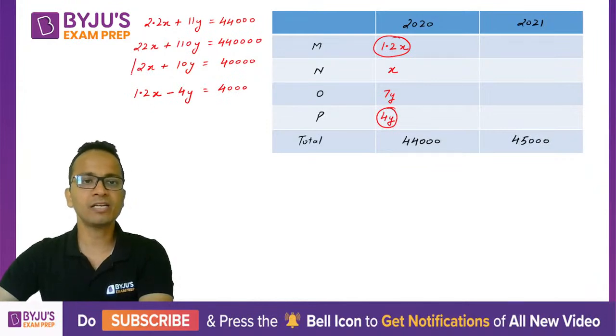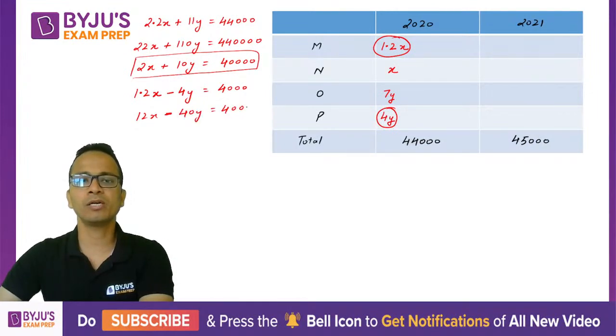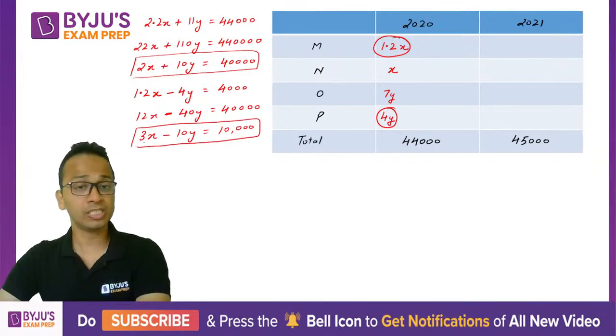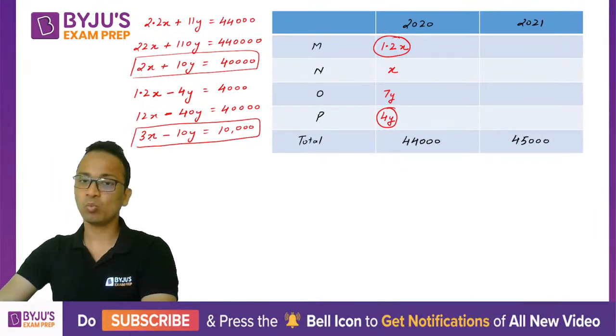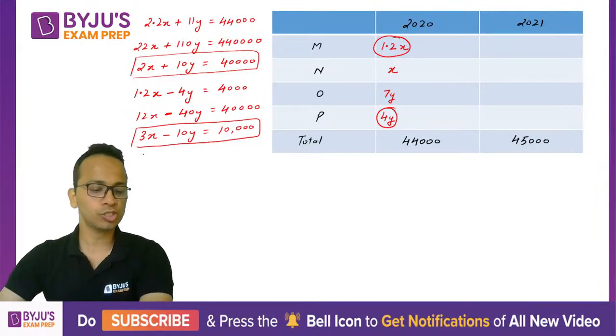So let's simplify this also. We already got the first equation. So I'll multiply it by 10. Okay, so 12x minus 40y is equal to 40000. Now from here let's take 4 common. So it will be 3x minus 10y is equal to 10,000. So this is the second equation. Now using these two equations, definitely we are taking a lot of time, but once we are done decoding all this information, then we'll be able to answer all the questions quickly.